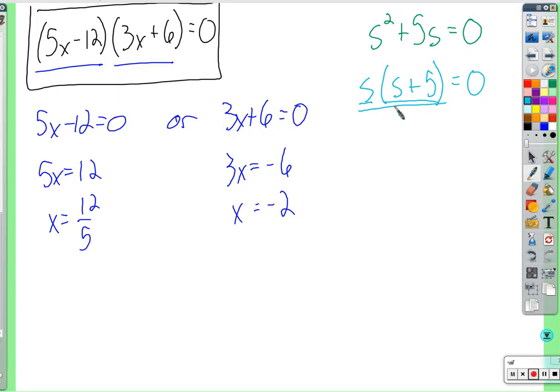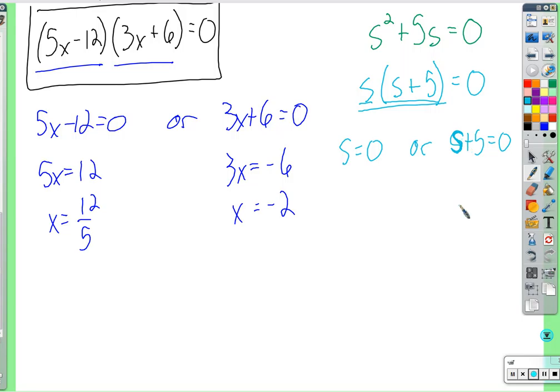What did we do back here when they were both equal to zero? Or both multiplied together? How do we solve the variables? Okay, just before that, what do we have to do? Yes, get them both equal to zero, right? Both of the factors have to be equal to zero.